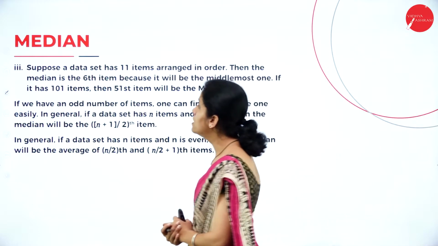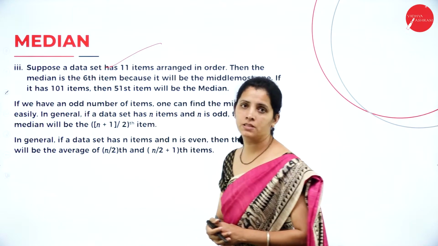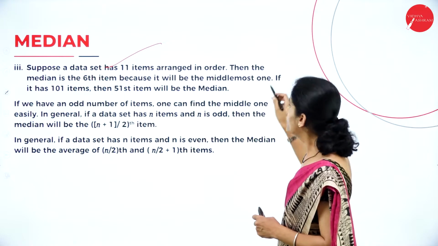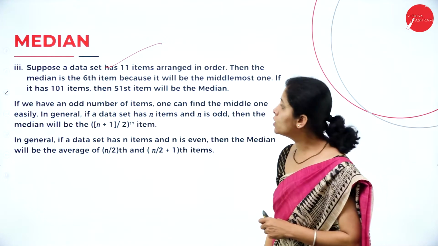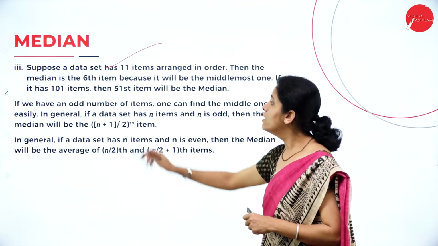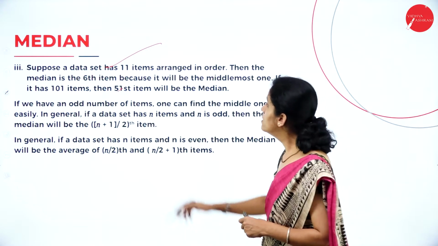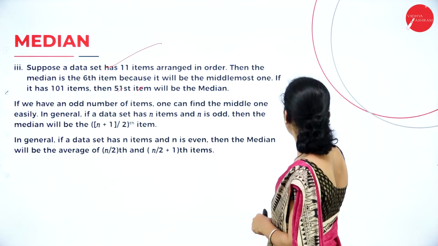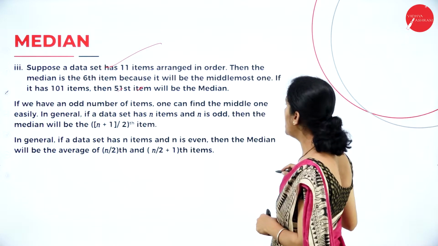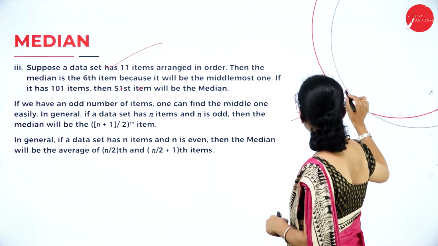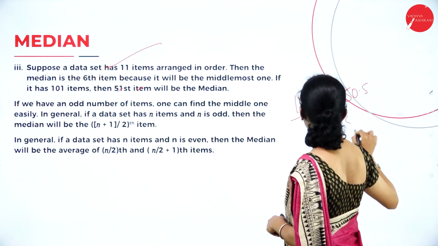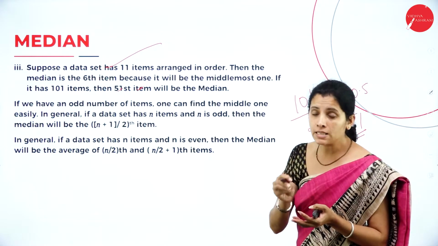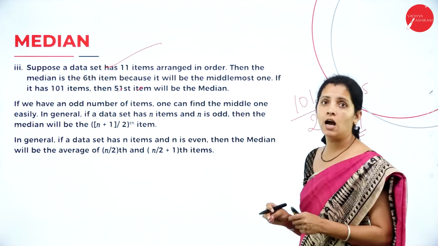So here, suppose a data set has 11 items, and it is arranged in some order. If it has 101 items, then the 51st item will be the median. In the sense, see here, 101 divided by 2 is 50.5, which is nothing but 51. So whatever the value or observation present at position 51, that is the median.